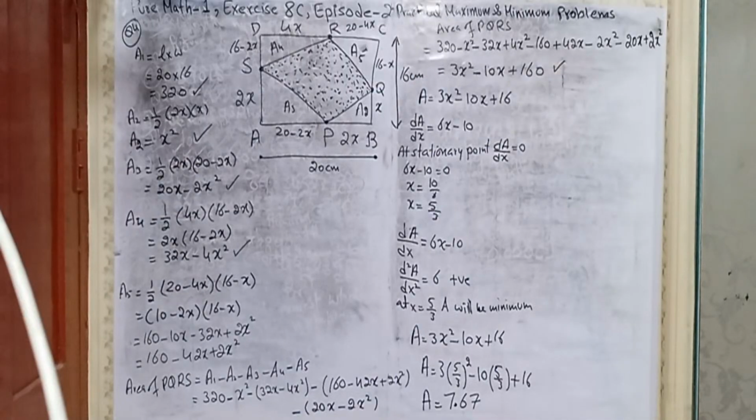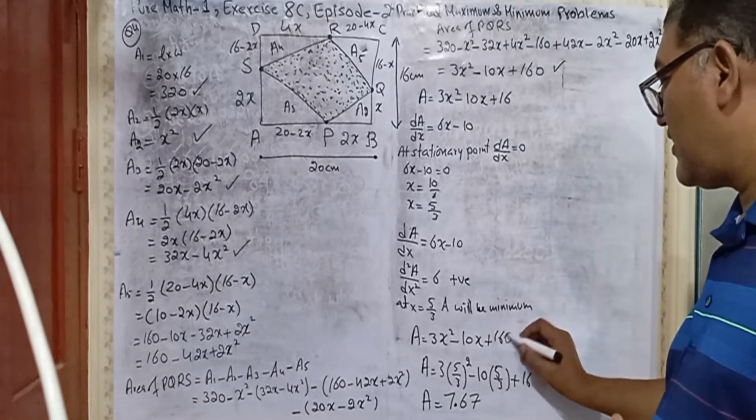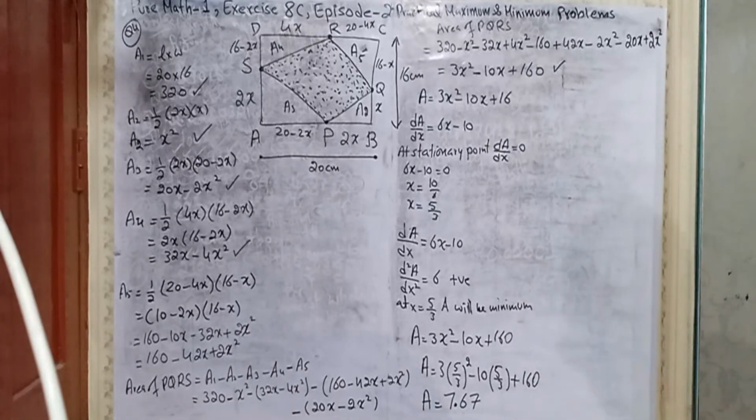Let me check first of all the answer. We are doing question number 4. Their answer is 151.67. Where did I put that value? Okay, let me do it again. What's the formula for the area? That is 3x square minus 10x plus 160. Sorry, I wrote 16 here. Okay, so I am missing the numbers again.